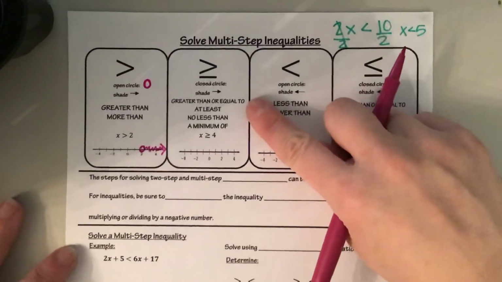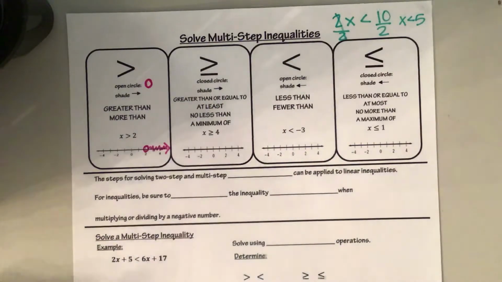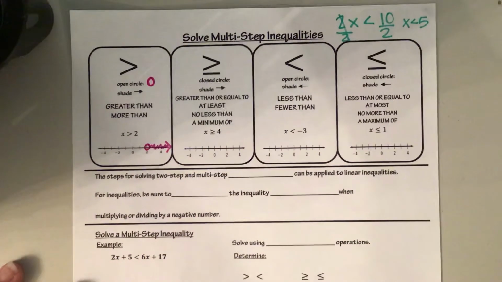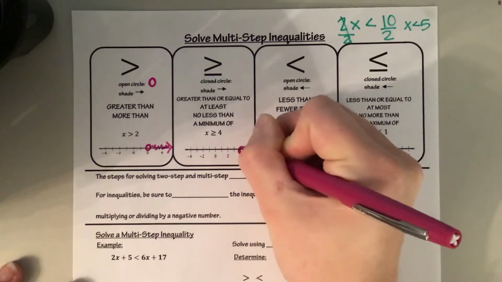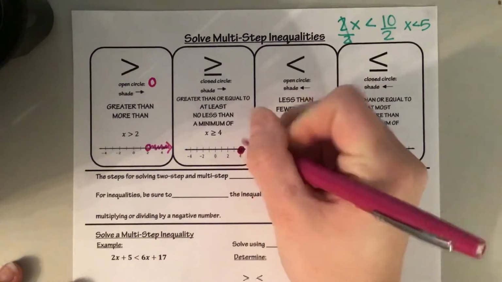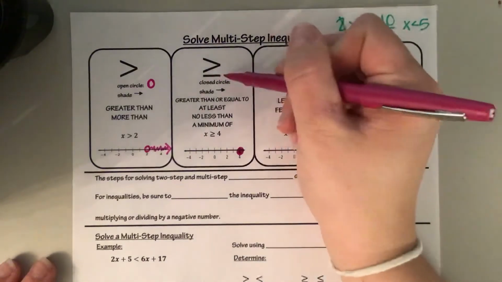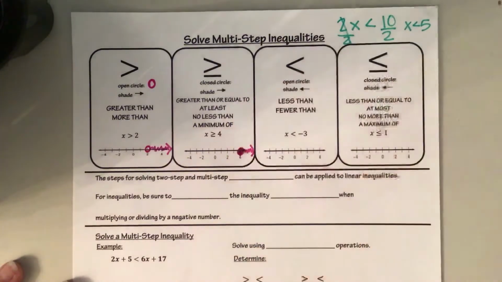Let's check out this one with the line under it. So anytime your symbols have a line underneath, that means it's greater than or equal to. No less than a minimum of that number. So x is greater than or equal to 4. The first thing that you would do is find that number on the number line, positive 4. You're going to close the circle this time because it has the equal bar underneath your greater than. So you're going to close it in, and then you would shade to the right.